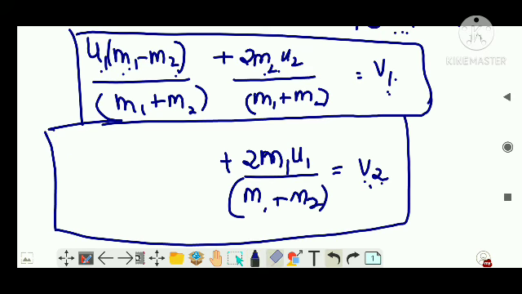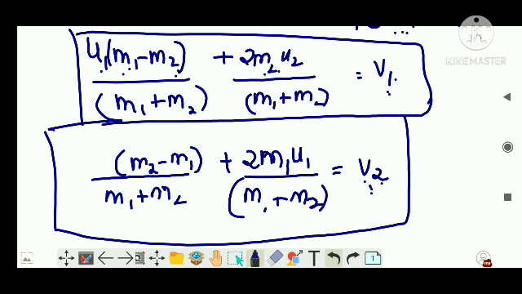Second part, how would you write? The denominator is the same, M1 plus M2. You require V2, so for you, mass 2 is more important. So you will write M2 minus M1, and you require V2. Again, the initial velocity of the second mass is important. So this is the expression for V1 and V2.